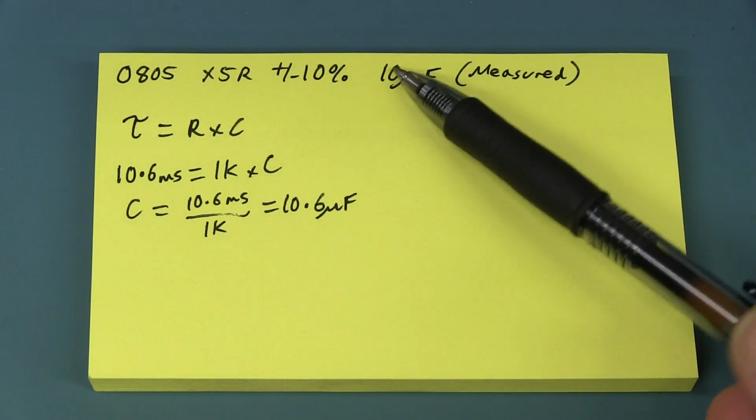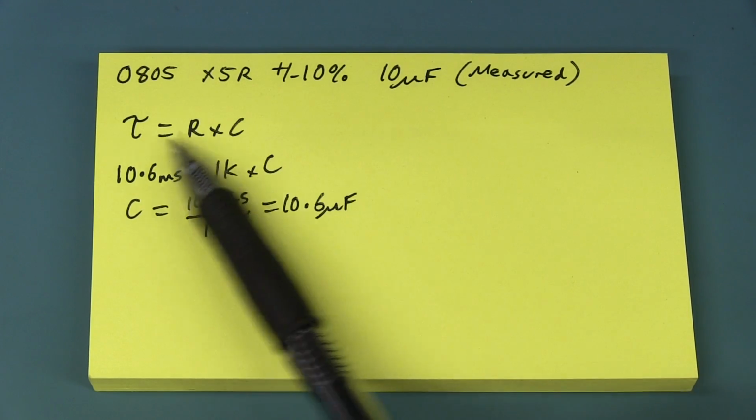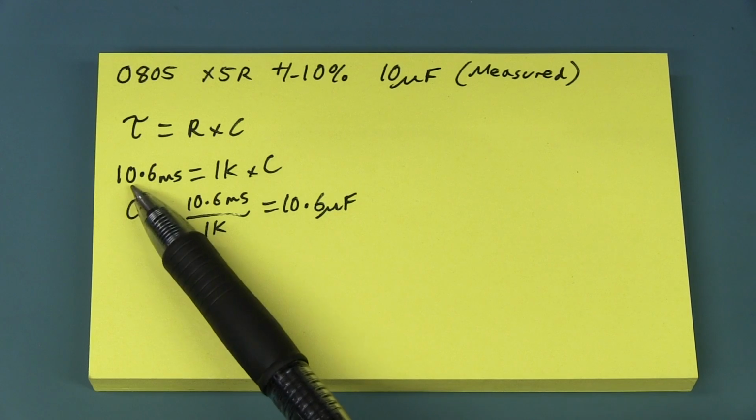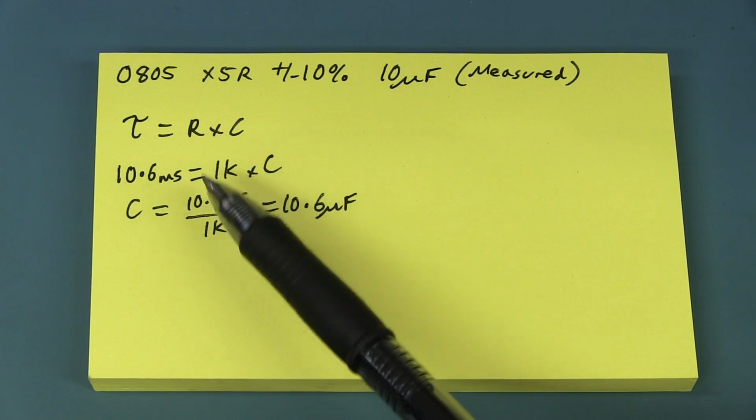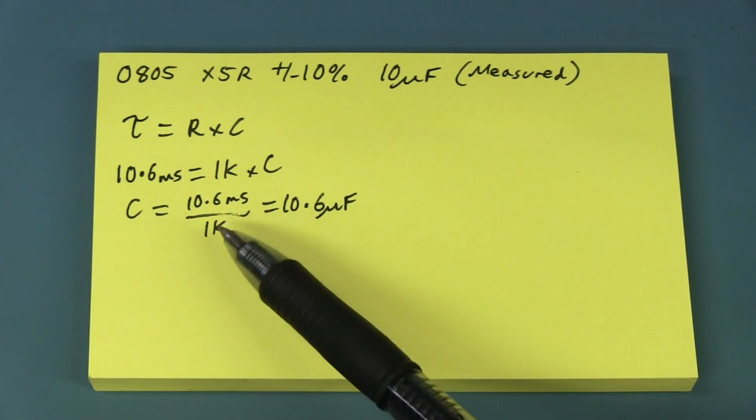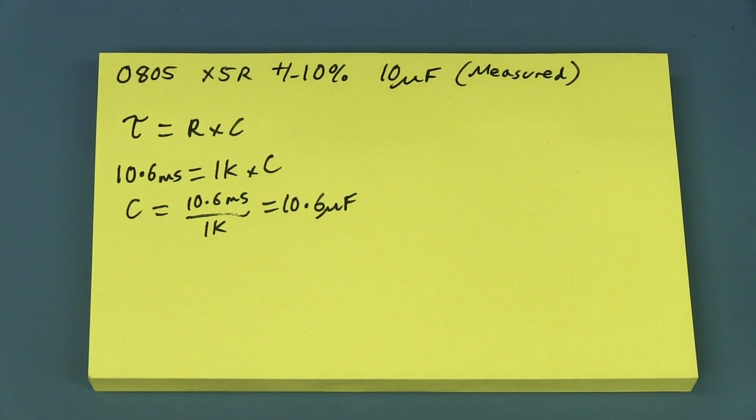Alright, so what do we have here? We measured, basically we rounded it to precisely 10 microfarads. Tau equals R times C. We measured that time constant to be 10.6 milliseconds equals 1K times C. We're trying to calculate C. Rearrange the formula. 10.6 milliseconds over 1K equals 10.6 microfarads. Hey, that's not bad. That's pretty close. We're only 6% out there, still inside that 10% data sheet value.